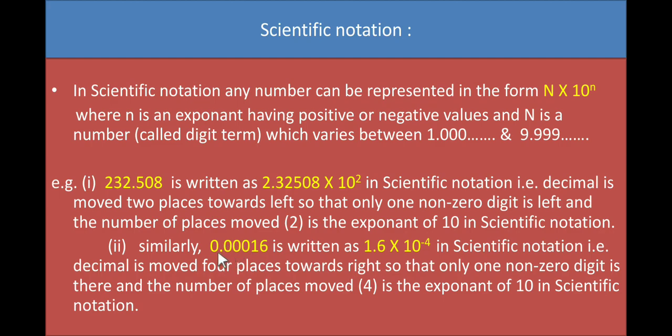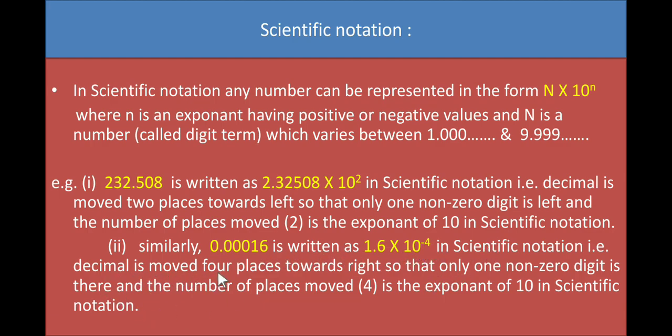If the figure is 0.00016, how will this be expressed in scientific notation? We will see. We have to put one non-zero digit just before the decimal point. That is, we have to move the decimal point 4 places, just after 1, that is 1.6 into 10 to the power minus 4.